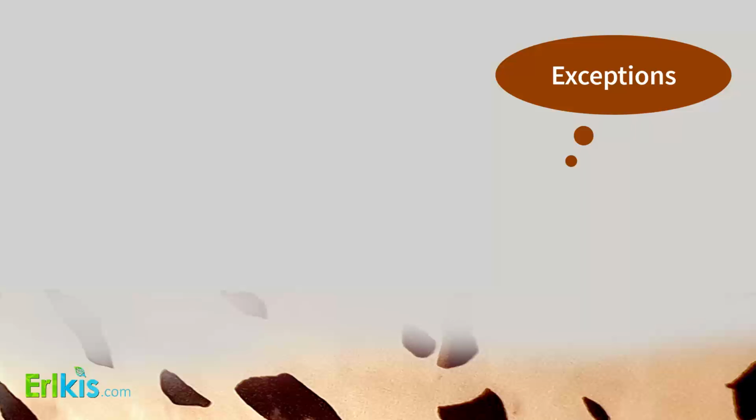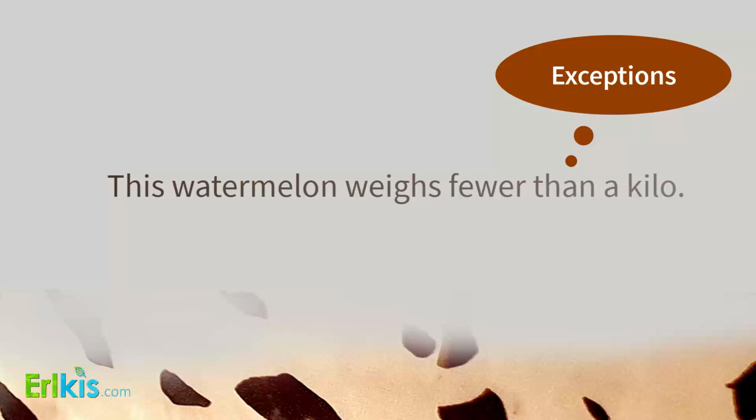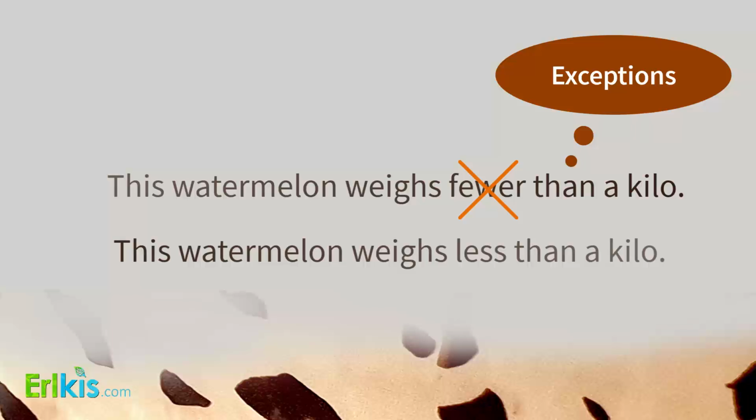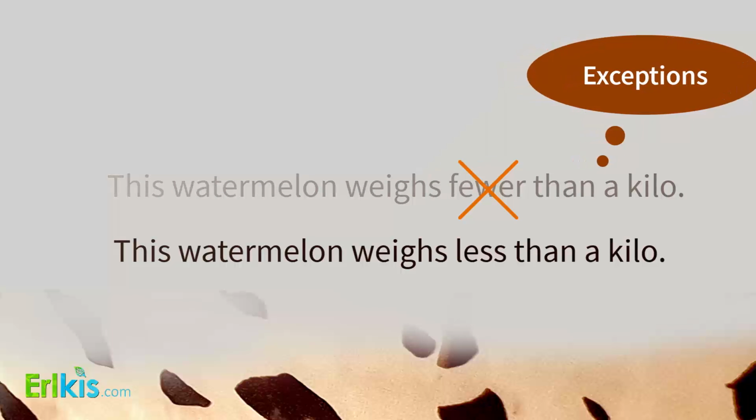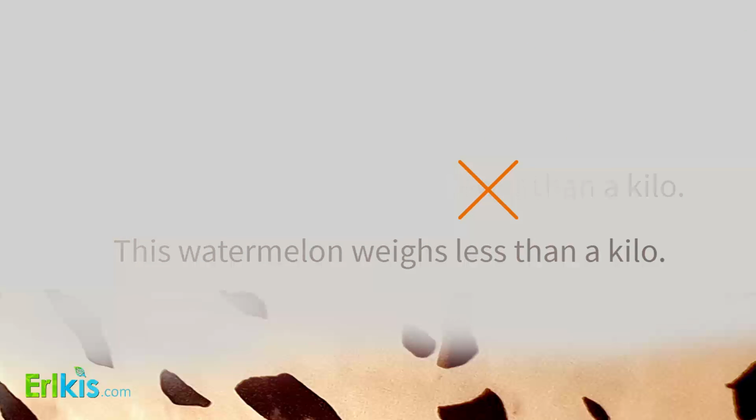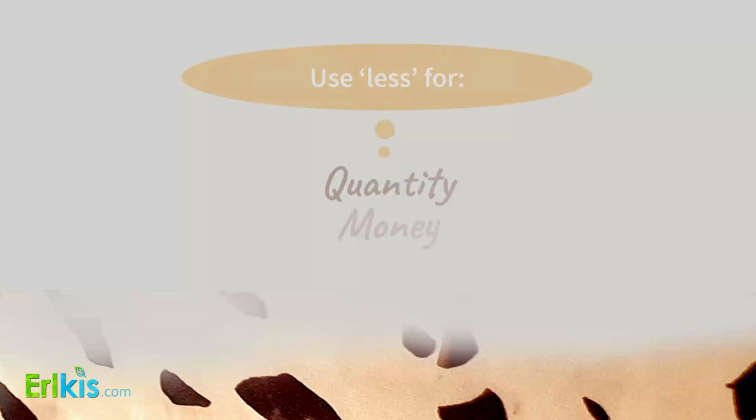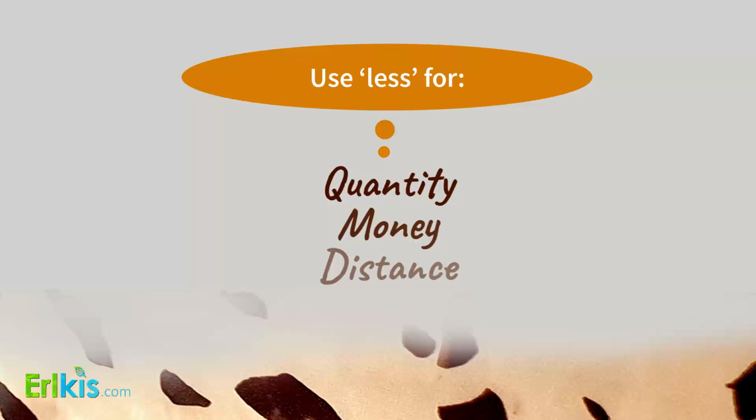And lastly, the last exception, here's an example. This watermelon weighs fewer than a kilo. No, we have to say this watermelon weighs less than a kilo. Why? Because we talk about weight. When we talk about quantity of different items, money, distance, time, and weight.